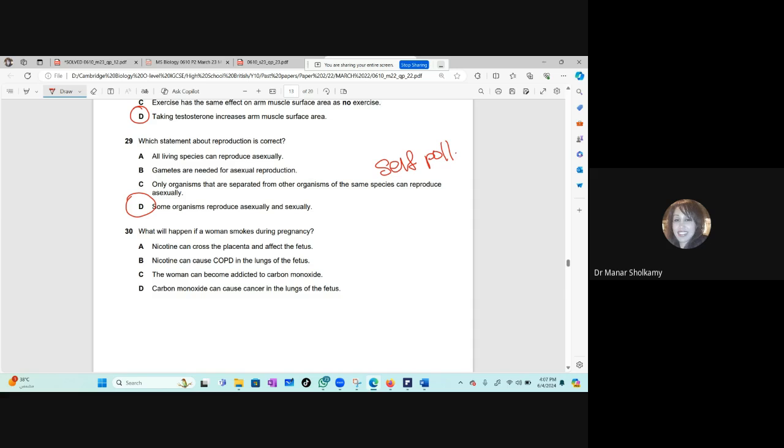Self-pollination is a type of sexual or asexual reproduction? It is sexual. Here you have pollen. Pollen will be transferred to the stigma to fuse with the gamete. So I have a male gamete and a female gamete. How come it is asexual? But what about cross-pollination? They are both sexual.